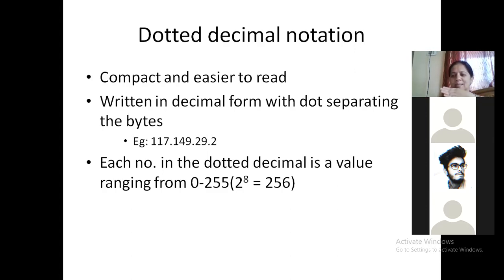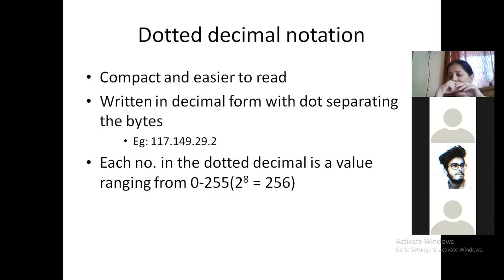Now that indicates the hierarchy. That indicates a network and a host. So there is going to be a network ID and there's going to be a host ID. Each number in that dotted decimal, every part in that dotted decimal, will have a value which is ranging between 0 to 255.